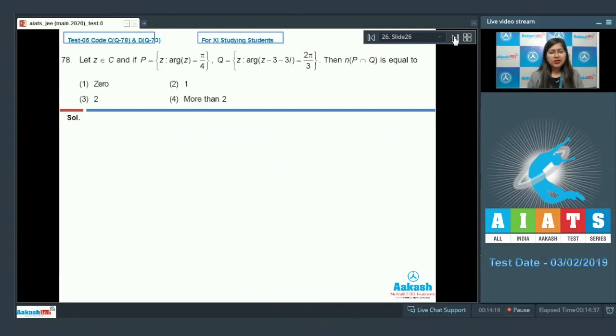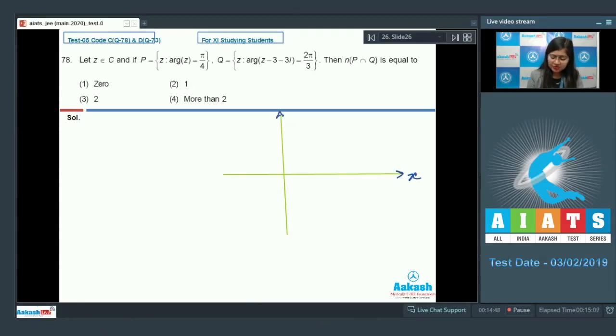Next is question number 78, which says that let z belong to the complex numbers C, and if P is equal to {z: arg z = pi by 4}, and Q is equal to {z: arg(z - 3i) = 2 pi by 3}, then the number of elements in P intersection Q is equal to. Let us draw coordinate axis.